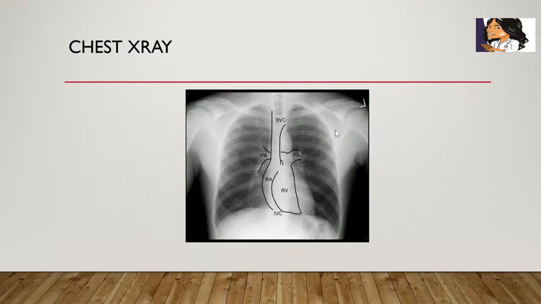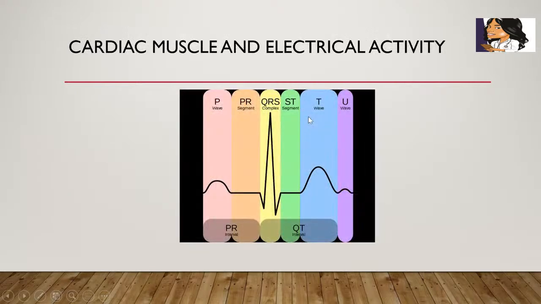All right? They're going to do a chest x-ray, because remember, this guy has insurance, so we're going to do a complete cardiac workup, because we need to see the silhouette of the heart. We need to see the size of the heart. Okay? We need to see the position of the heart. So they're going to order a chest x-ray. And of course, they're going to do a cardiac muscle and electrical activity. They're going to do an EKG, guys.